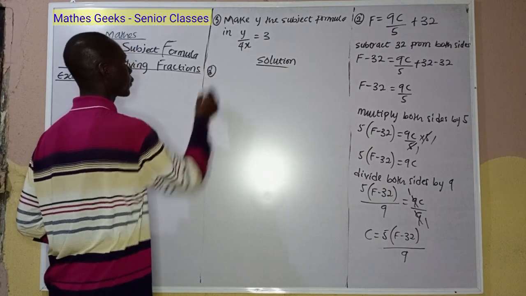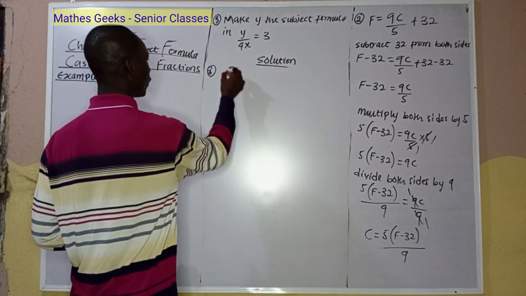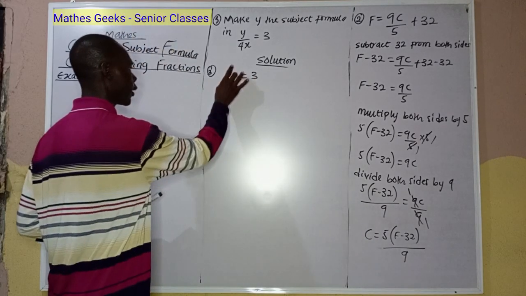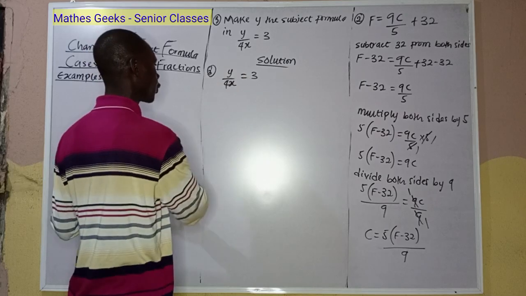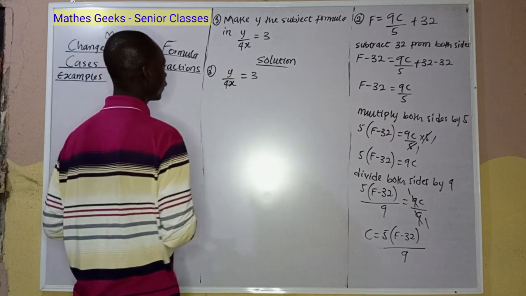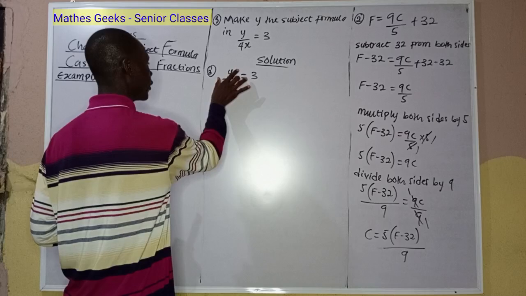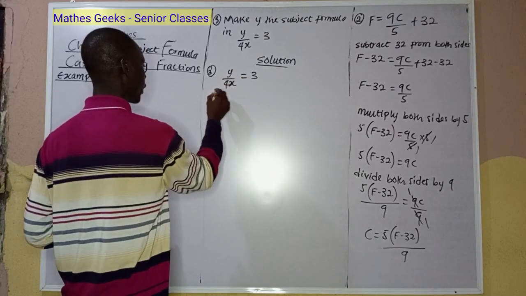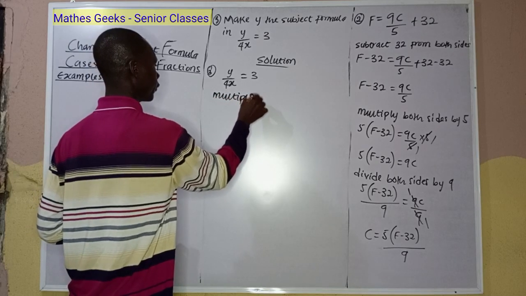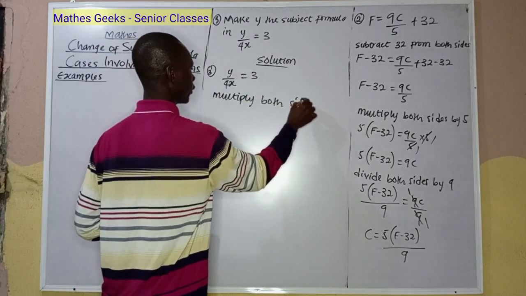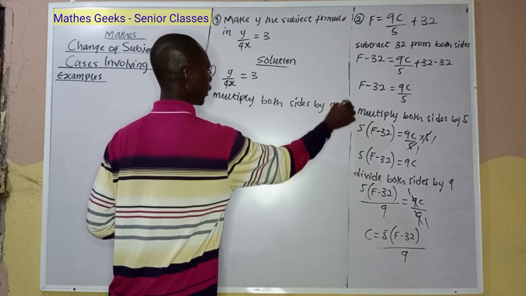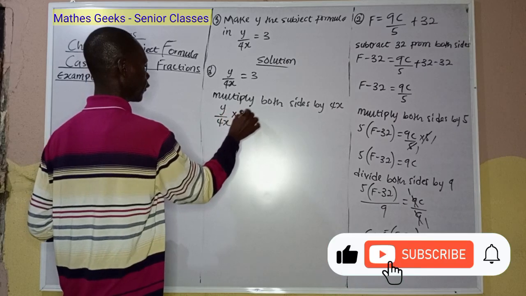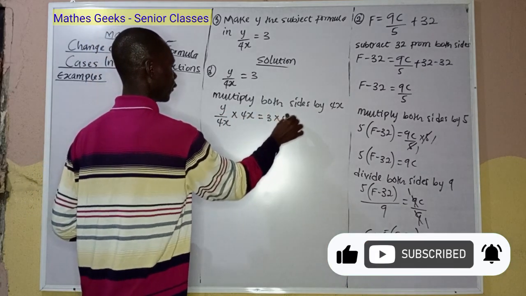Number 3, make y the subject formula in y over 4x equals 3. So we have to make y the subject formula, meaning that y should stand on its own. Y over 4x is joined to 3. But how do we do that? Since y is related to 4x by division, to eliminate 4x from here, we need to multiply both sides by 4x. So y over 4x times 4x is equal to 3 times 4x.